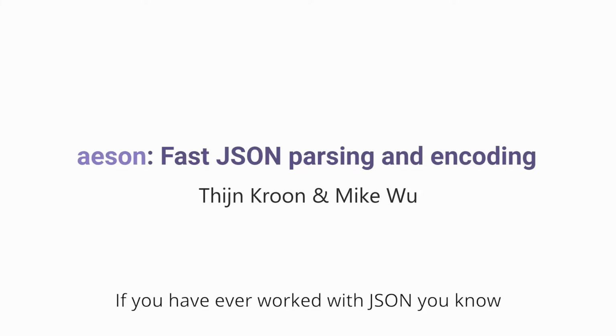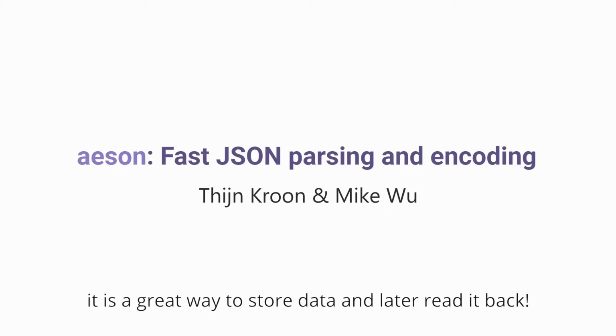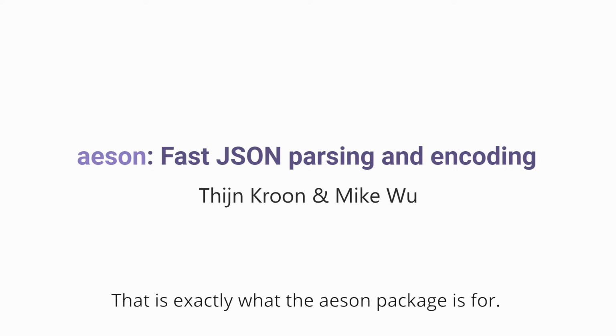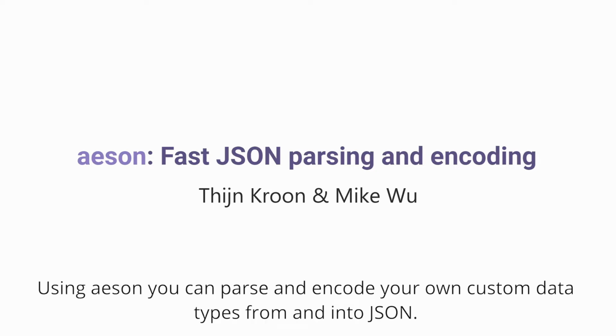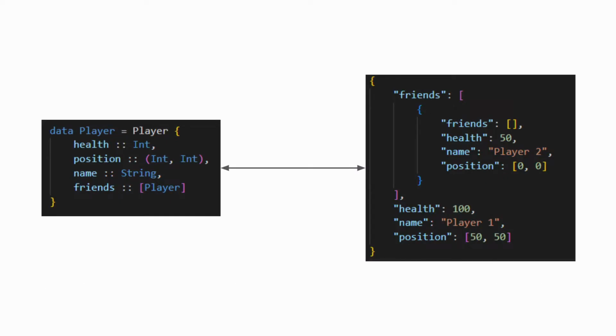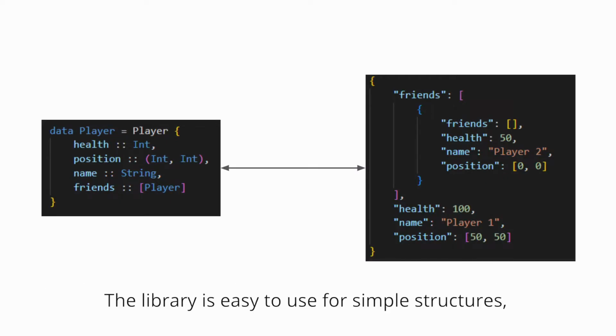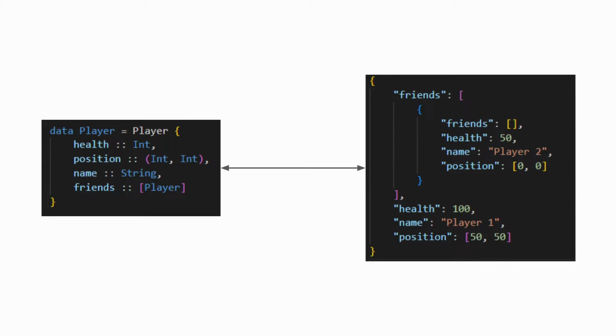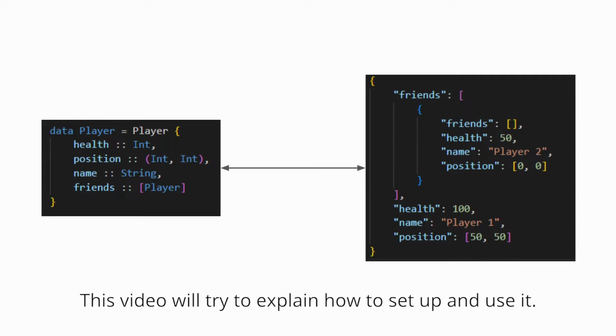If you have ever worked with JSON, you know it is a great way to store data and later read it back. So wouldn't it be nice if you could use it in Haskell? That is exactly what the Aeson package is for. Using Aeson, you can parse and encode your own custom data types from and into JSON. The library is easy to use for simple structures, but becomes harder to use as you implement more complex ones. This video will try to explain how to set up and use it.